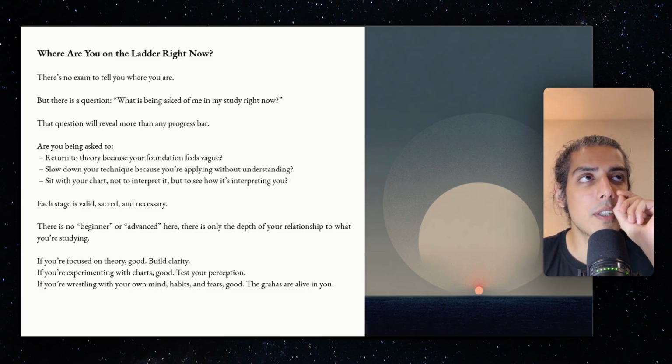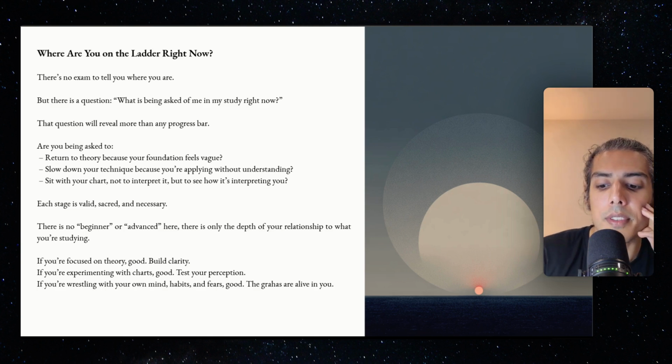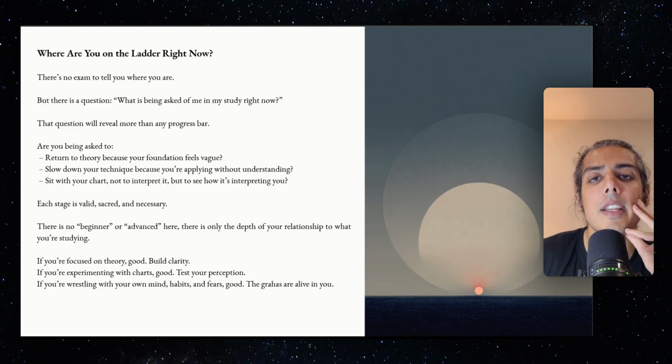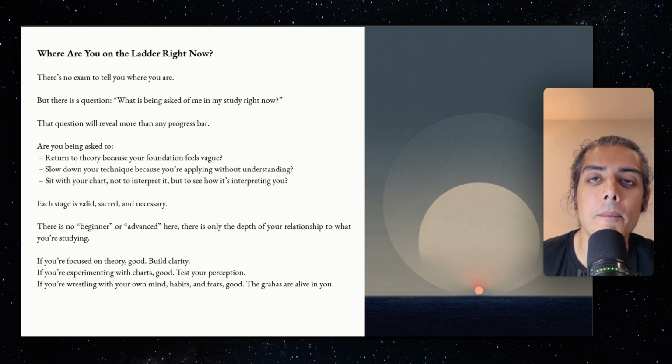And if your Jyotish doesn't work, if you've learned Jyotish and collected all these ideas from the internet, just be honest that I'd like this to be more precise than what it is right now. And then a suitable direction can be taken. So are you being asked to return to theory because your foundation feels vague? Slow down your technique because you're applying without understanding? Sit with your chart not to interpret it, but to see how it's interpreting you, not just to project something onto your chart and be like, oh, this is so true about me, but really understanding what is the chart telling me?